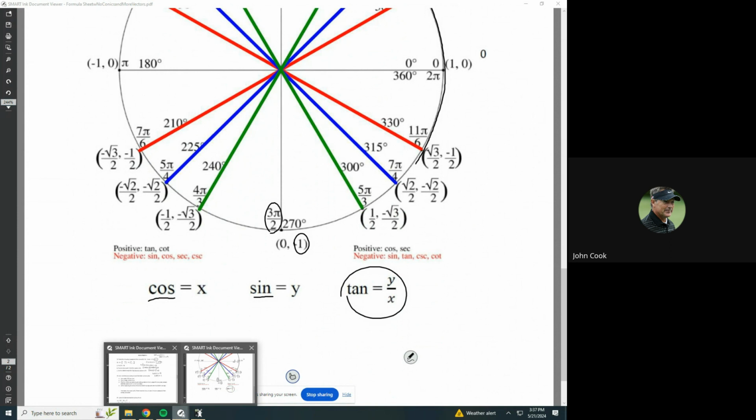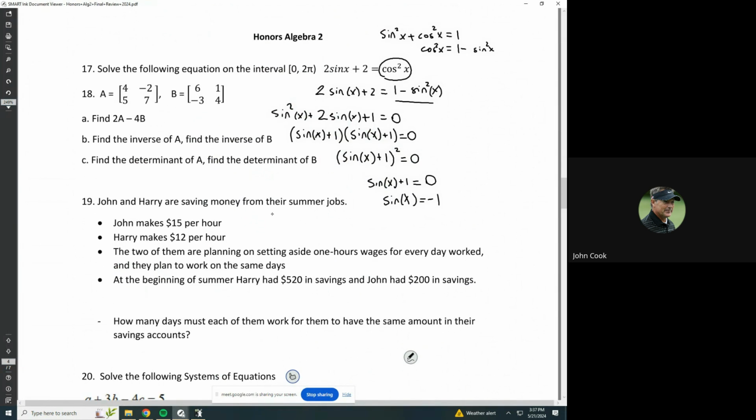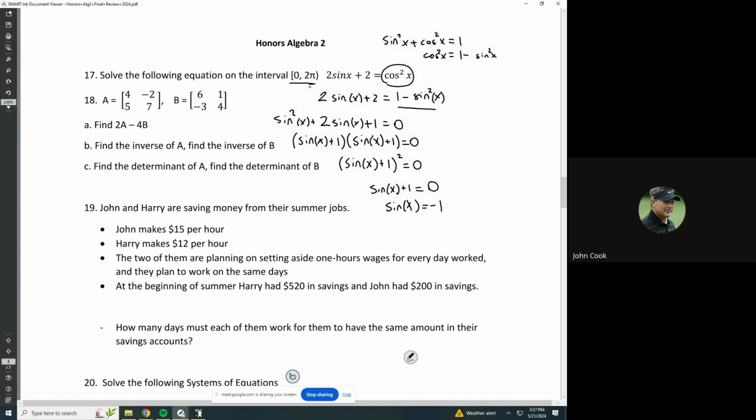So depending on if you're answering the question in, and it looks like it's going to be in radians, we would give our radian answer. So that means that x, its only answer is going to be that 3 pi over 2. Okay, so there you go. There's number 17, solving the trig equations.